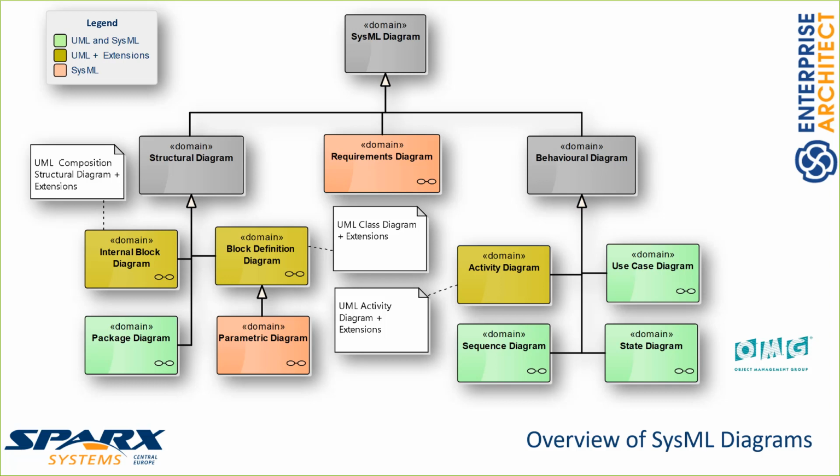The package diagram, use case, sequence, and state diagrams are identical to UML diagrams. SysML, unlike UML, includes a graphical construct to represent text-based requirements and relate them to other model elements.